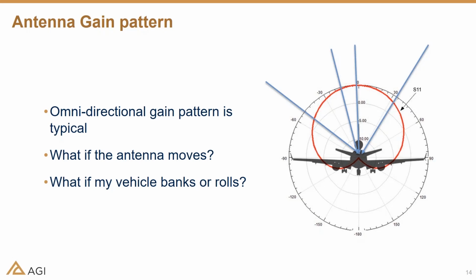But if you were in a military jet, or if you were on any other kind of vehicle that maybe rotates or banks, that antenna is fixed to the body. What's going to happen to those signals and what's going to happen to the gain? So that's a problem you have to take into account, and what your antenna gain might do to the signals.